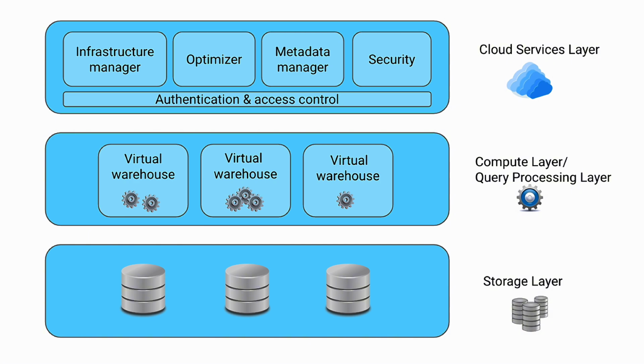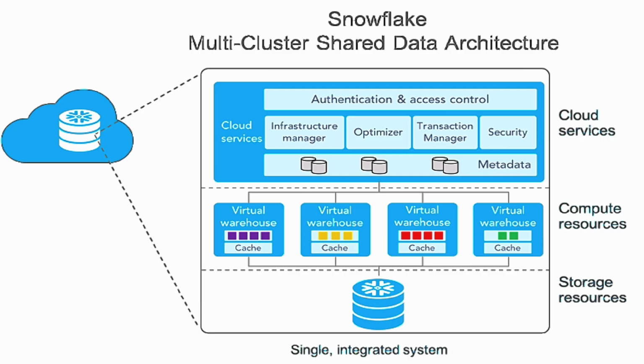Okay, so that separation leads to this idea of a multi-cluster shared data architecture. Can you break that down? Sure, it sounds a bit technical, but the concept is straightforward and really important for understanding efficiency. Shared data means just that. There's only one central copy of your data. One source of truth. Yes, it lives in that independent storage layer we talked about. You're not making multiple copies of the data for different teams or different workloads. It's all there once.